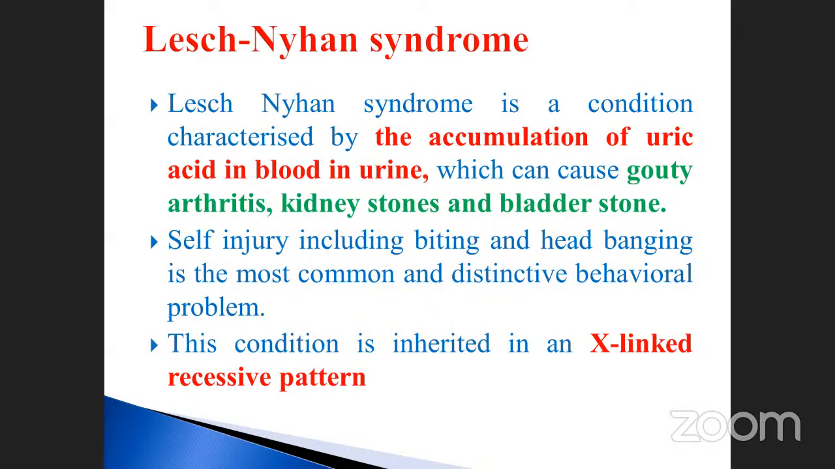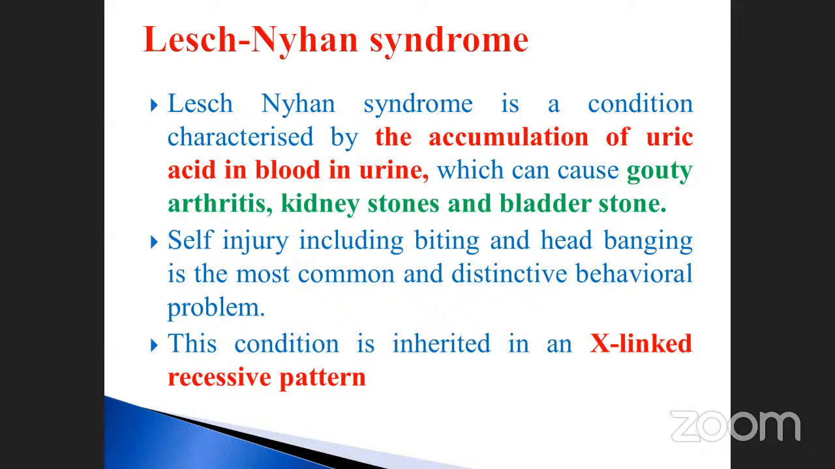Lesch-Nyhan syndrome is a condition characterized by an accumulation of uric acid in blood and urine. Some of the persons we analyzed are having knee pain due to the accumulation of uric acid in our body. Uric acid is also one of the protein derivatives. Protein, the amino acids, are also converted into urea, uric acid, creatine, creatinine.